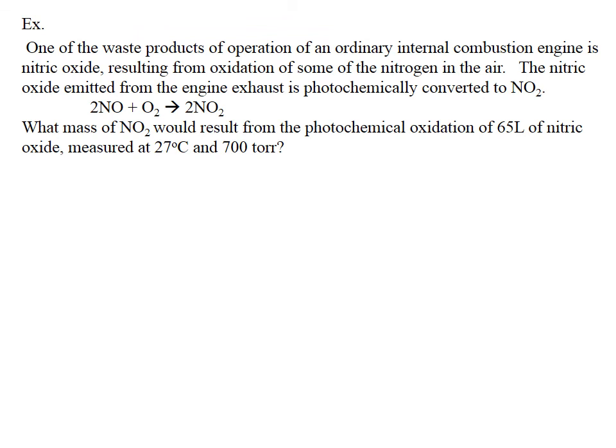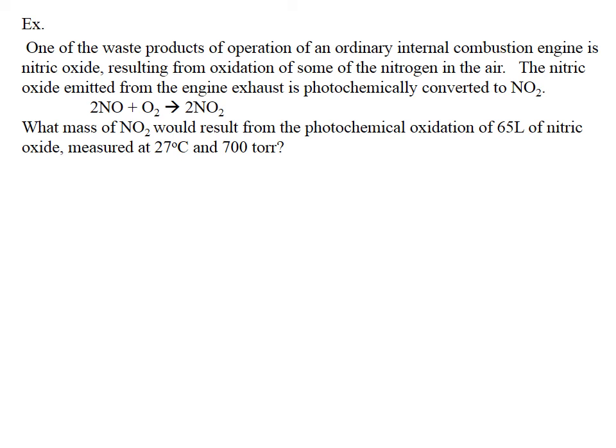One of the waste products of operation of an ordinary internal combustion engine is nitric oxide, resulting from oxidation of some of the nitrogen in the air. Nitric oxide emitted from the exhaust engine is photochemically converted to nitrogen dioxide, and we're given the equation. We're asked what mass of nitrogen dioxide would result from the photochemical oxidation of 65 liters of nitric oxide measured at 27 degrees Celsius and 700 torr.